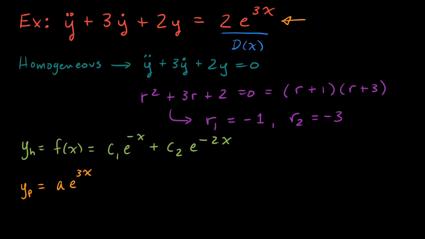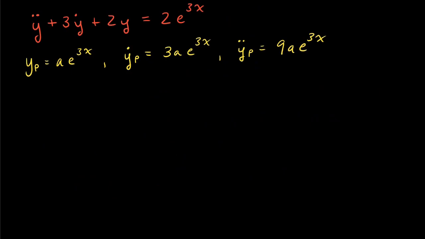So if y sub p is a e to the 3x, then the first derivative, y prime of p, is going to be 3a e to the 3x, and y double prime is going to be 9a e to the 3x. You may say, well, that's great, but how do I deal with that? Well, let's take a look. Okay, I've rewritten the differential equation along with the y sub p and its first and second derivative.